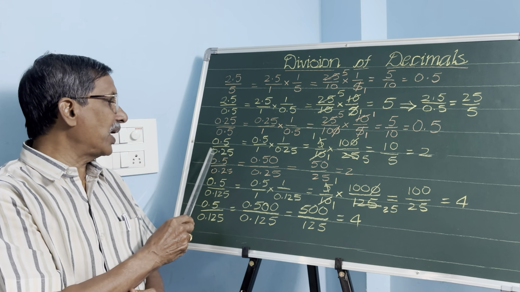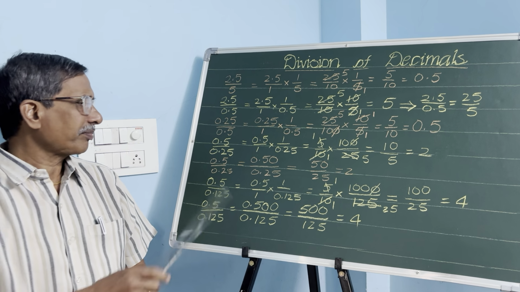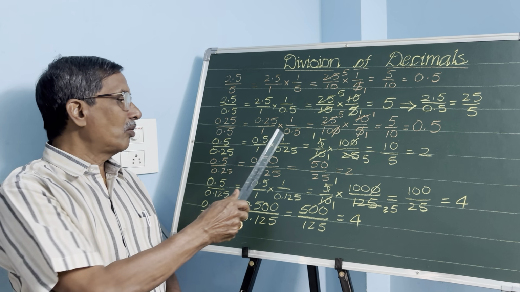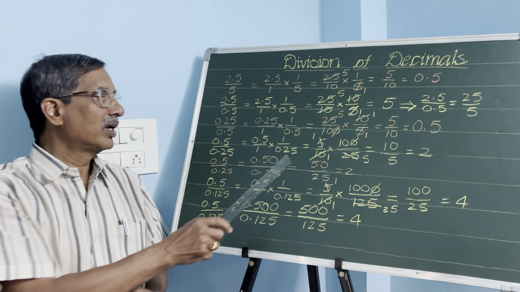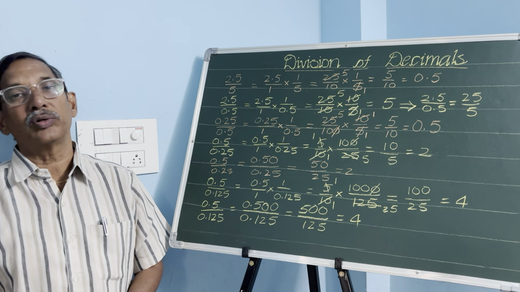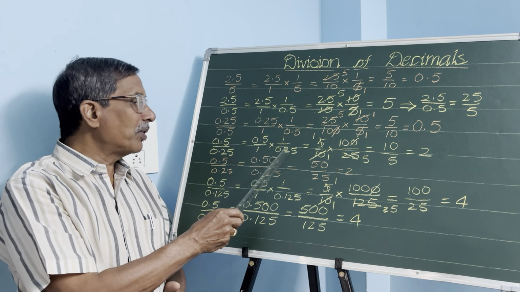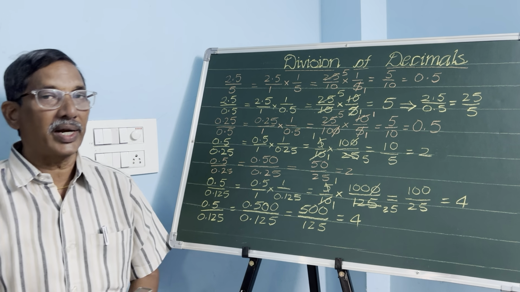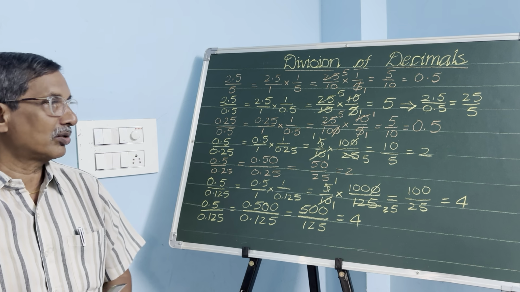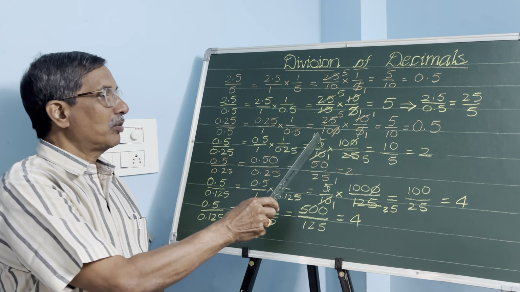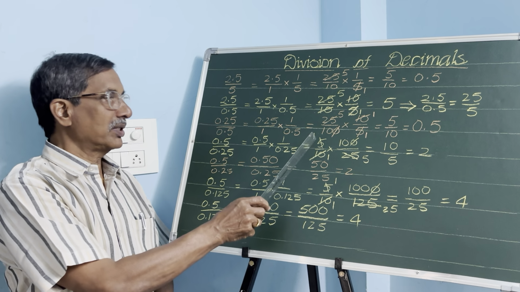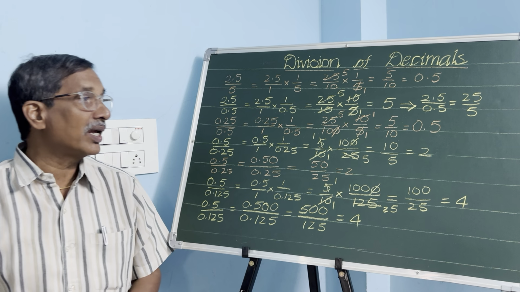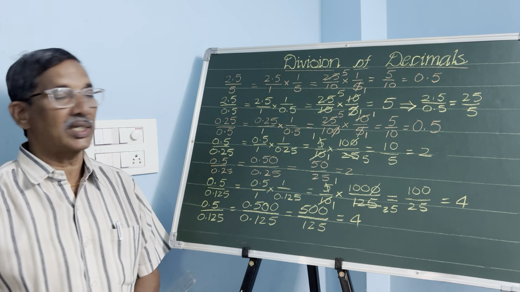See, 0.5 divided by 0.25. So 0.5 can be written as 0.5 by 1 into 1 by 0.25, and it is equal to 5 by 10 into 100 by 25, because 0.25 has 2 decimal points. You write in the numerator 2 zeros after 1, that is 100. After simplification, you get 1 into 10 by 1 into 5, because 5 divides 25 five times, and it is equal to 10 by 5. 10 by 5, we know that it is equal to 2.